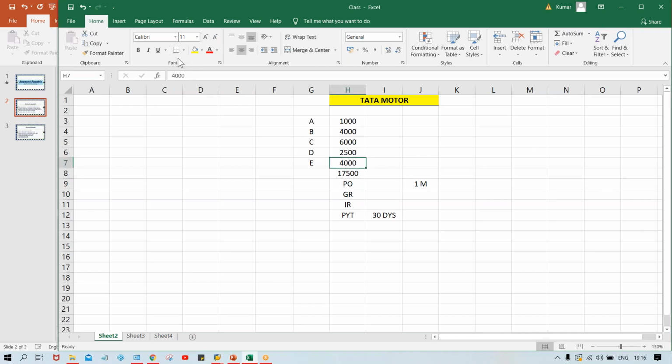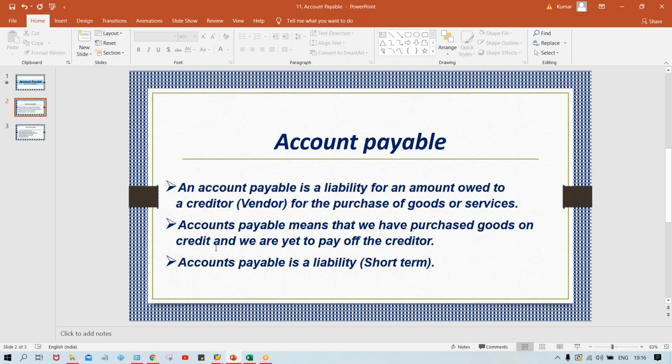If you are going to prepare the financial statement, this total payable, 17,500, is going to be shown as the liability. It means this much worth of payment we are supposed to make to the vendors in future. This is called accounts payable, right? That is what I have specified here. Accounts payable means that we have purchased goods from the vendor on credit.